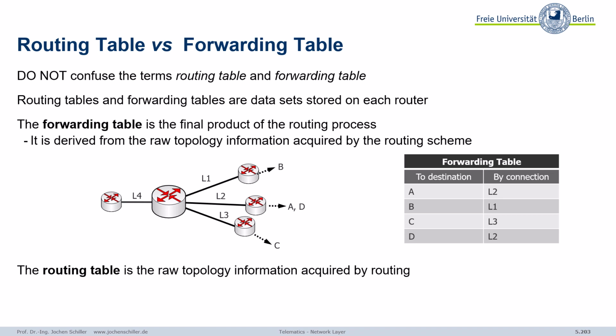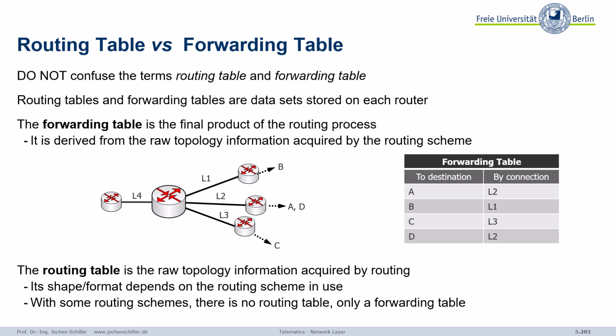The routing table itself is our raw information we get in. This is basically formed after powering up a router. Then you create the routing table and then you fill information into the routing table. And it really depends on the routing scheme. We'll see examples for this. And there are even some simple routing schemes operating without any routing table. They only have a very simple, maybe even a simple forwarding table.